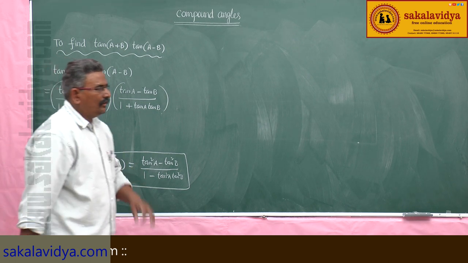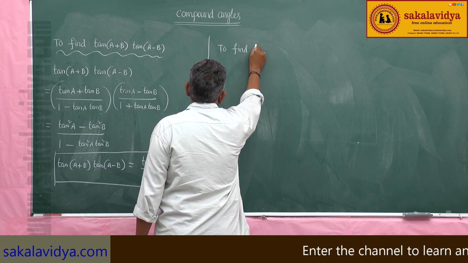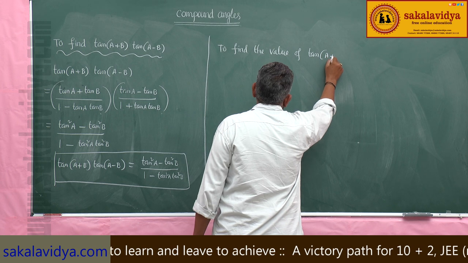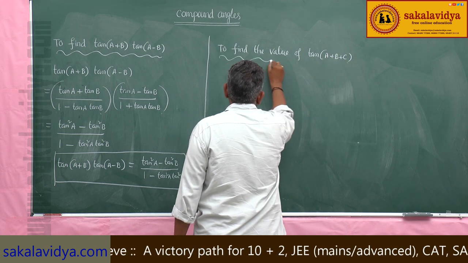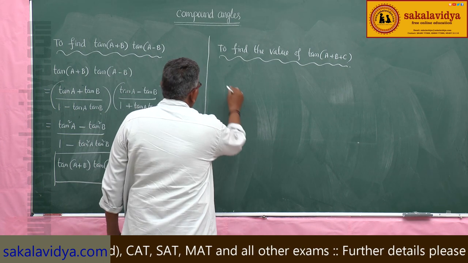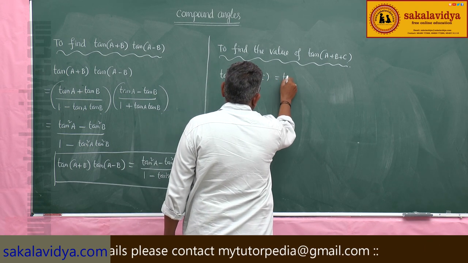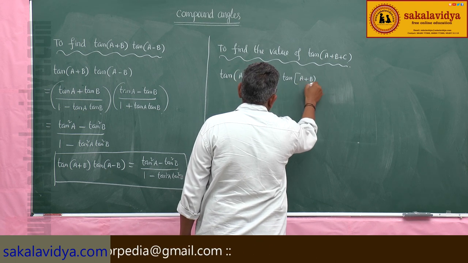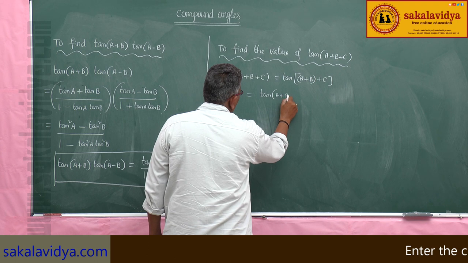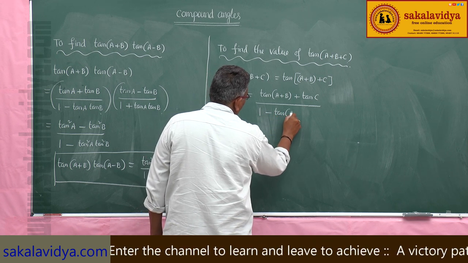Okay. Now, let us find out the value of tan of a plus b plus c. Let us find out tan of a plus b plus c. Now, tan of a plus b plus c can be written as tan of a plus b plus tan c by 1 minus tan of a plus b into tan c.